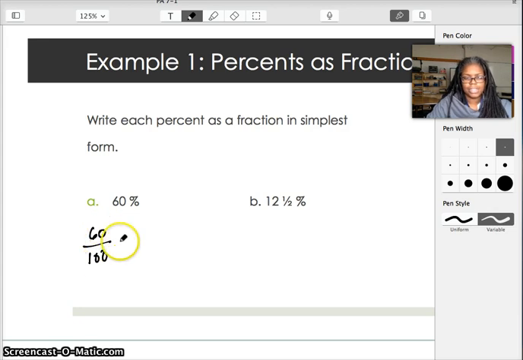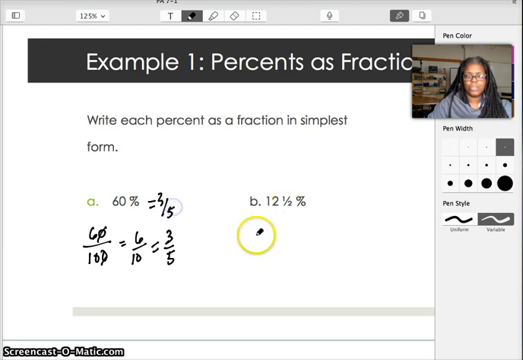So I can look at this and easily see 10 goes into both of them. So the 0 goes there, and then we've got 6 over 10, and we can obviously see that 2 goes into the numerator and denominator. So 60% is the same as talking about 3/5. If I'm talking about 60%, I'm talking about 3/5 of something.